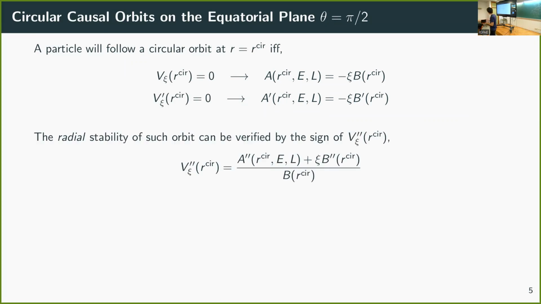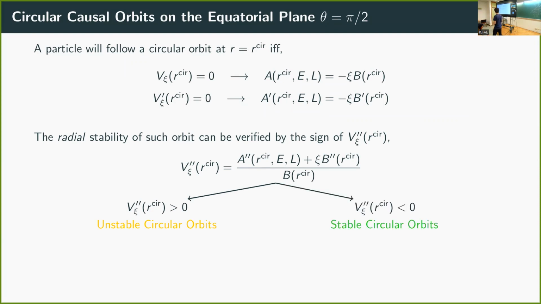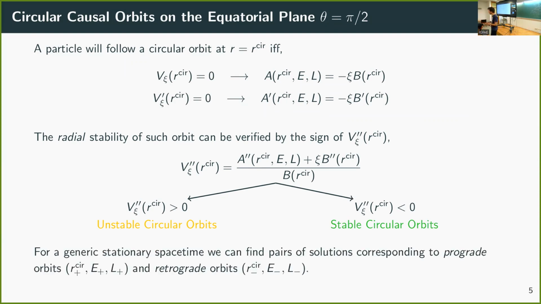Then you can look into the radial stability of these orbits by looking at the second derivative of the potential. If it is positive, then you have an unstable cyclic orbit. If it is negative, then you have a stable cyclic orbit. Furthermore, since we are considering a very generic stationary spacetime, when you try to solve these equations, we will find a pair of solutions in which one of them corresponds to prograde orbits and the other to retrograde ones.